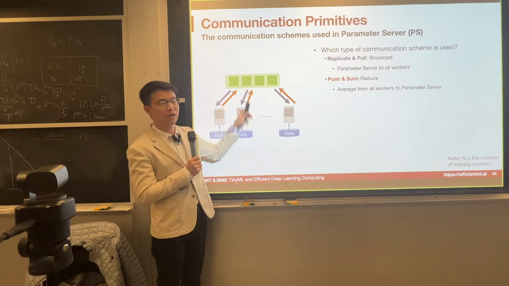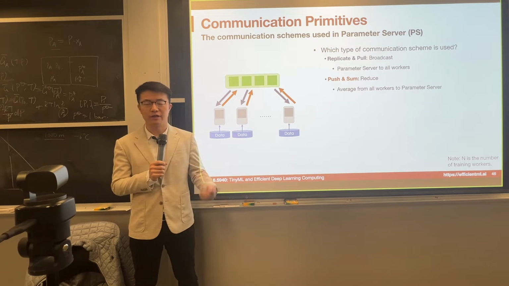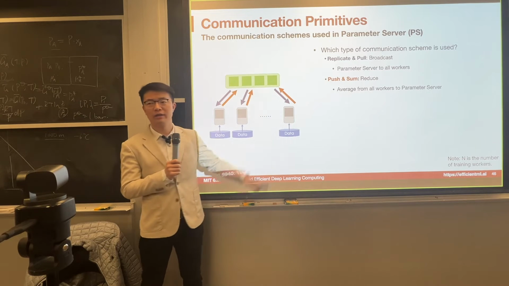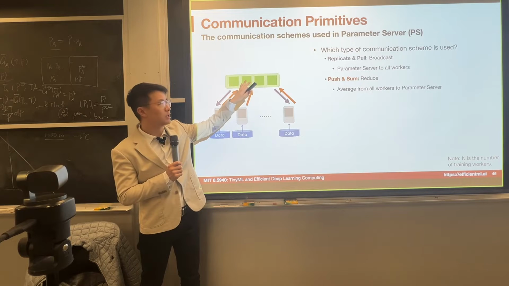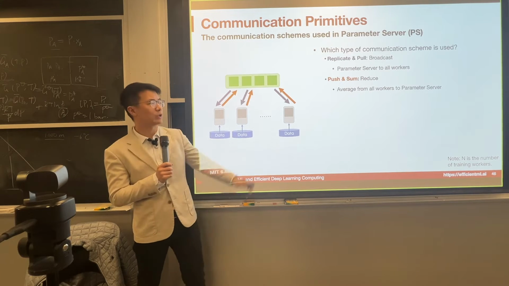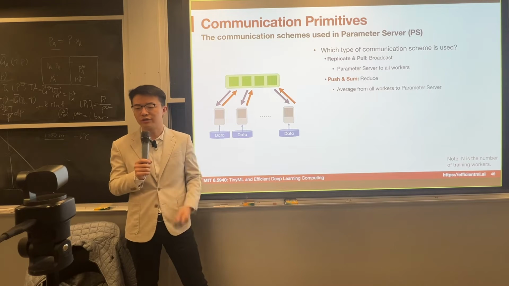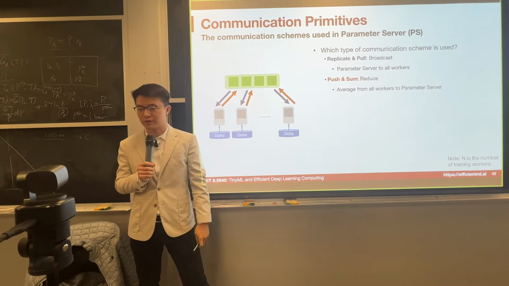What about push and sum? Each worker has its own copy of the gradient, and we want to do a many-to-one operation so that we want to sum them up in the parameter server. So we are using the reduce primitive to average all the workers' gradient and put it in the parameter server.